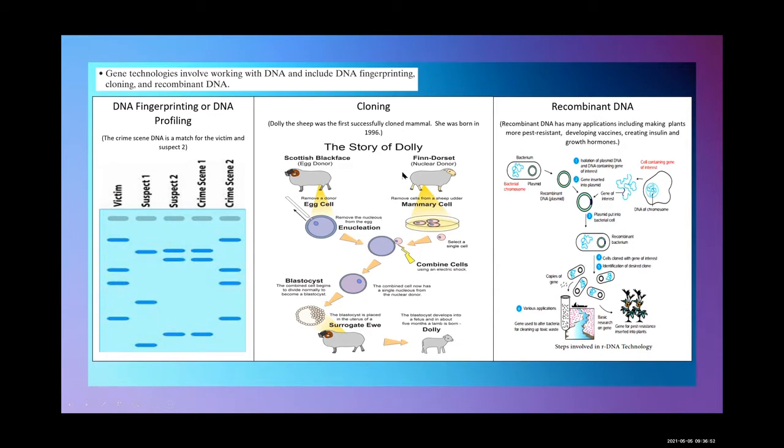Now, cloning. Cloning has become, well, not recently, but it has become a hot button issue. It's been one for some time. So the first mammal successfully cloned was a sheep named Dolly. And that was done in 1996.